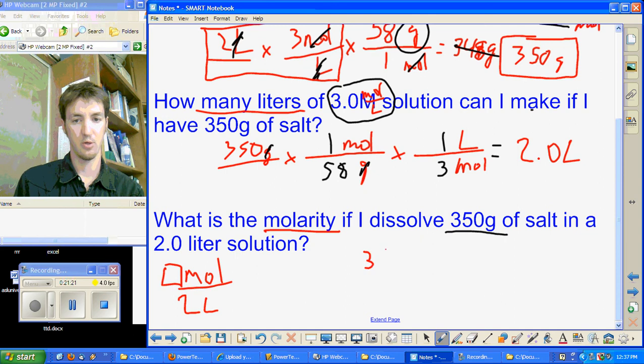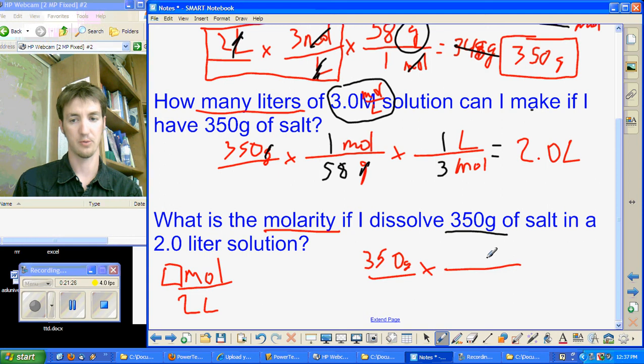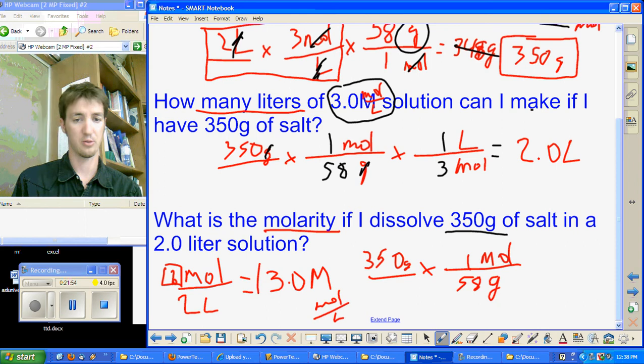So, 350 grams, I want to turn it into moles. I'm going to replace it with moles and cancel out grams. I know it's 58 grams in 1 mole. So it's 350 divided by 58. Off the top of my head, I'll say that's 6. So what's the molarity? It's 6 divided by 2. So it's a molarity of 3.0 M, or 3.0 moles per liter. You can put the unit on either way.